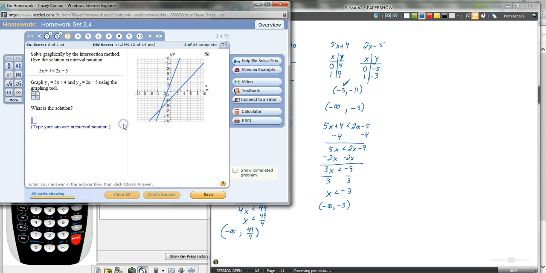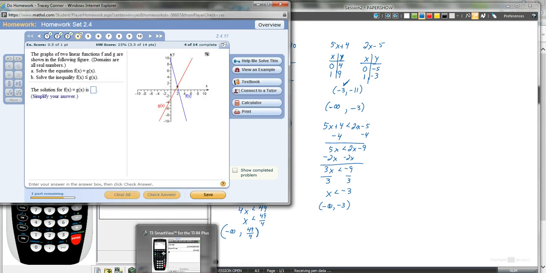So make sure you do the graph right, and then put in your solution, and then it's negative, and then infinity sits right here, okay? And then comma, negative 3, comma, cross our fingers, and there we go.